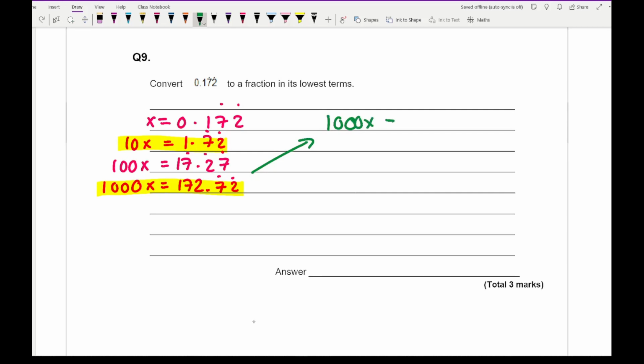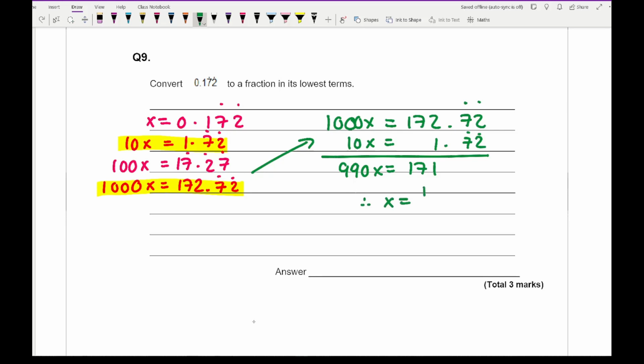So here we've got 1000x equals 172.72 recurring. Then we're going to use 10x, which is 1.72 recurring. If I take the two things away, I end up with 990x equals 171. So therefore, x equals 171 over 990. Now the next thing for me to do is double check that that simplifies, and it does. So I can divide both numbers by 9. So it's going to be 19 over 110.